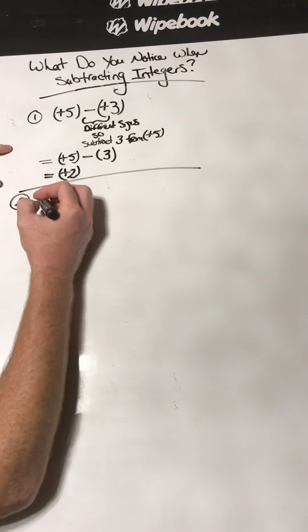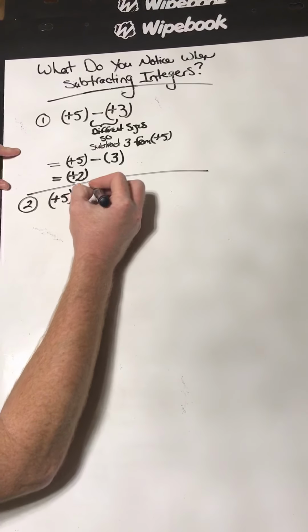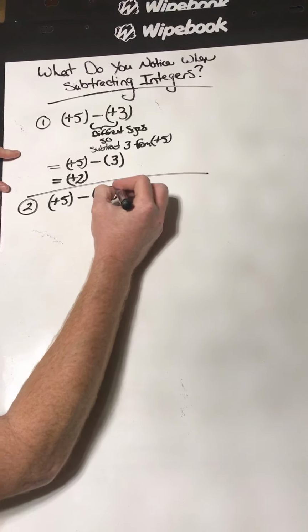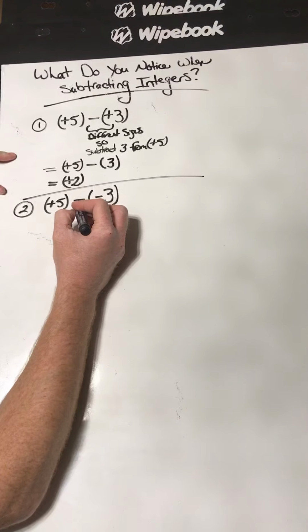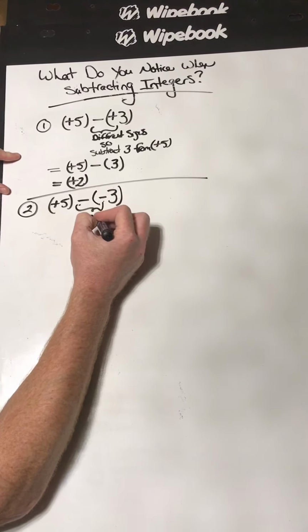Second example, positive 5 subtract negative 3. Well, I look at these two symbols here and I see that they are the same sign.